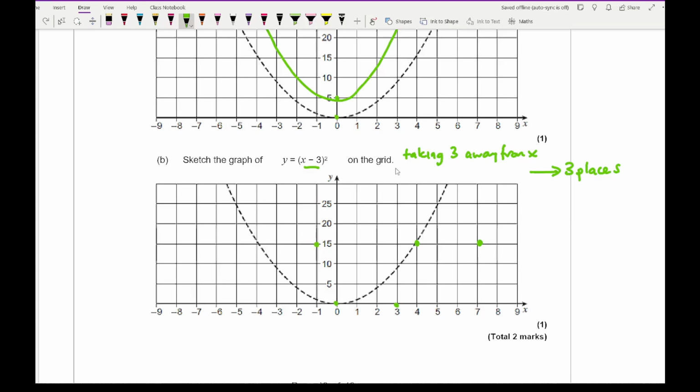So what it then becomes is something that looks like that. So basically what you want to do is just sketch to show that you've moved it 3 places to the right, and that is our very last question in this video.